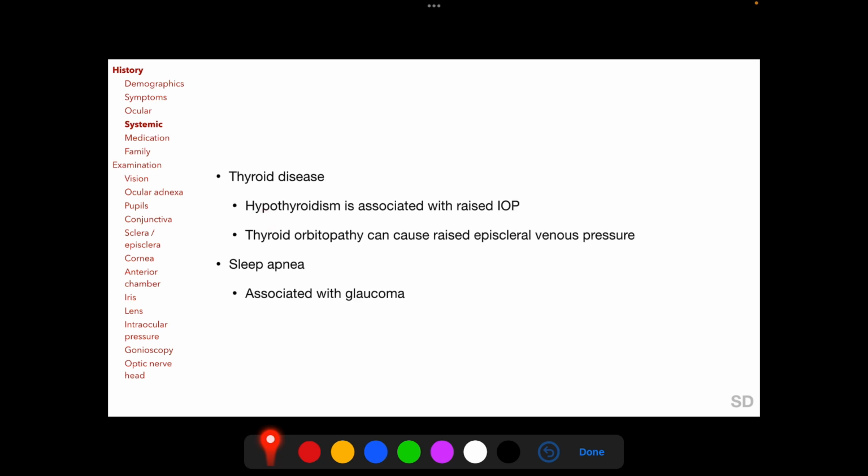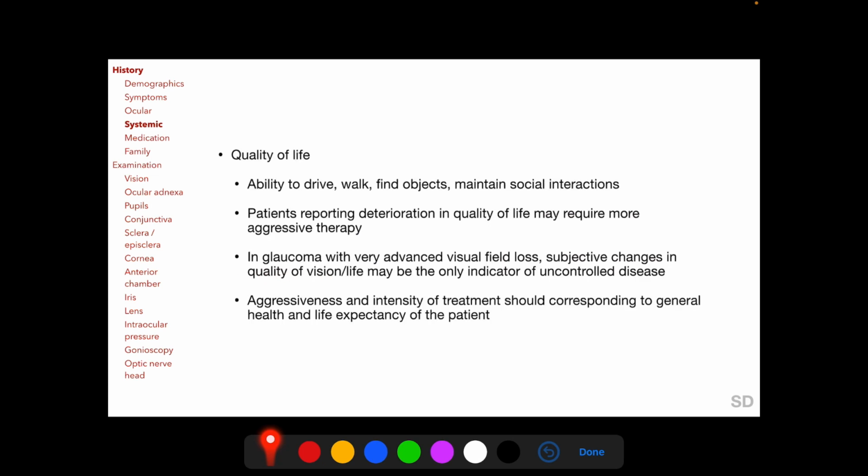Hypothyroidism is associated with raised intraocular pressure, and thyroid orbitopathy can cause raised episcleral venous pressure leading to raised intraocular pressure. Sleep apnea can be associated with glaucoma, and we have to inquire about the quality of life in a patient with glaucoma, particularly his or her ability to drive, walk, find objects and maintain social interactions. And patients reporting deterioration in quality of life may require more aggressive therapy.